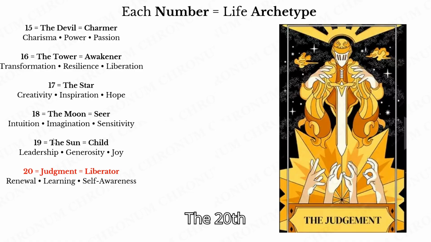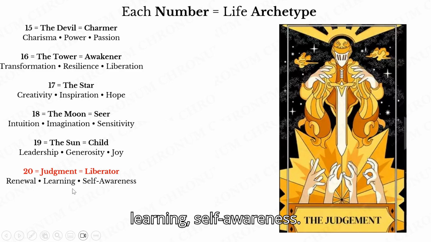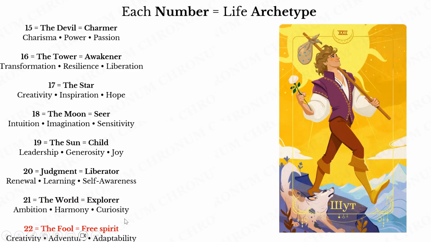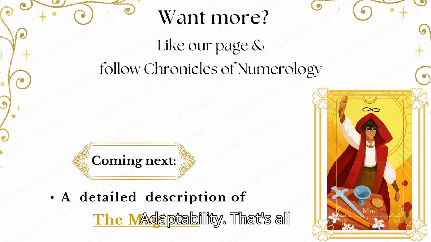The 20th is judgment, representing renewal, learning, and self-awareness. The 21st is the world, symbolizing ambition, harmony, and curiosity. The 22nd is the fool, connected to creativity, adventure, and adaptability. That's all for today.